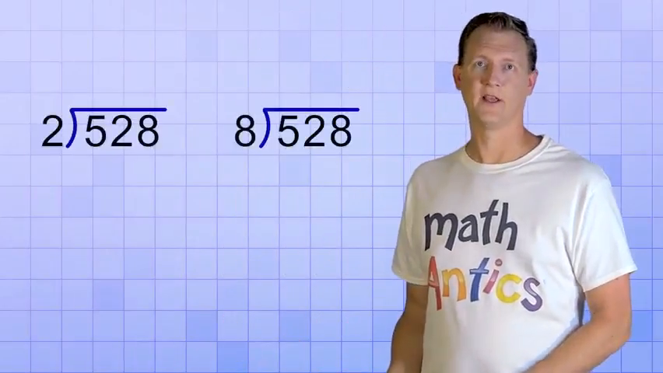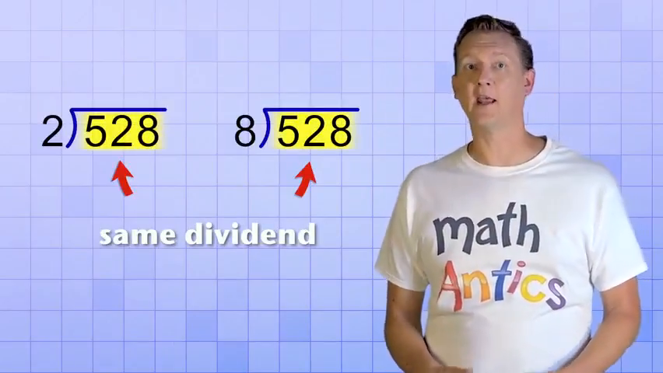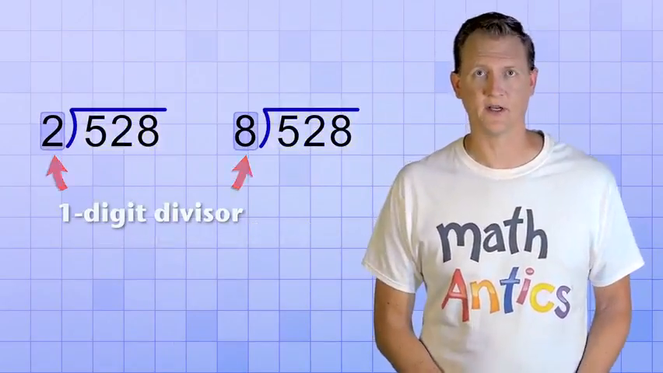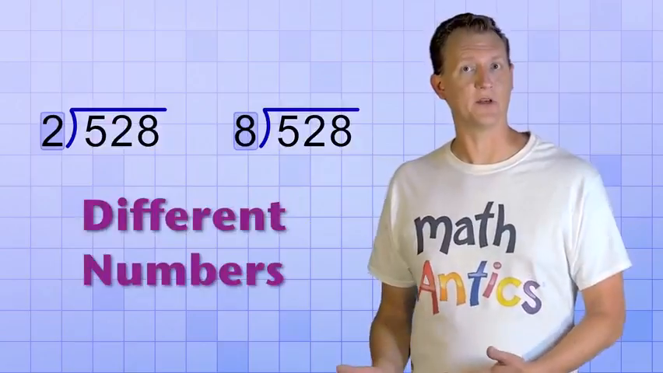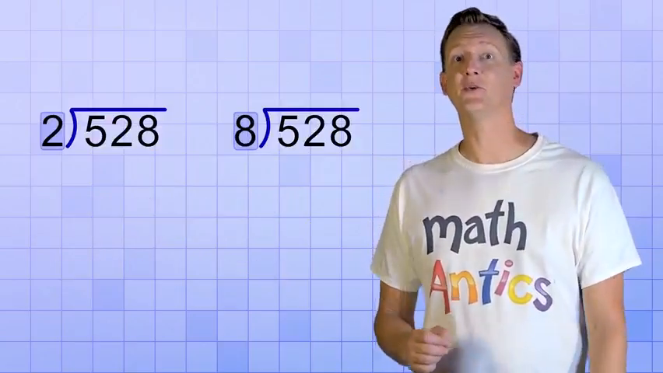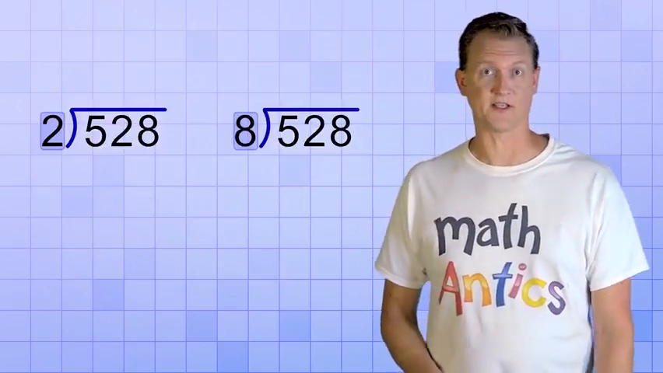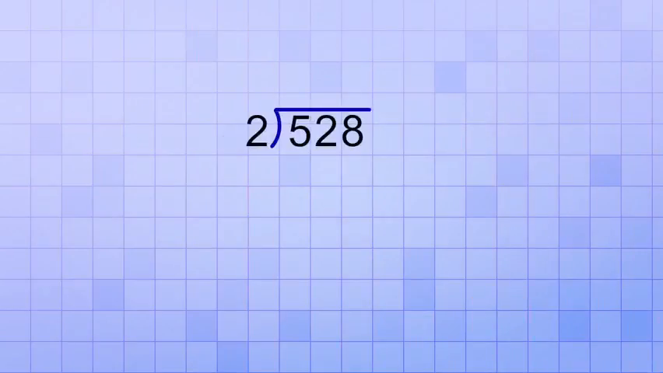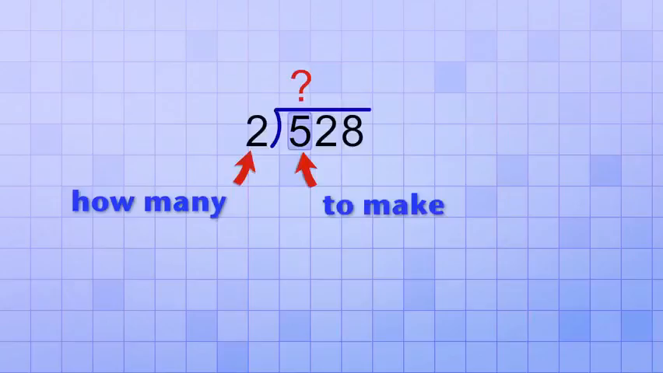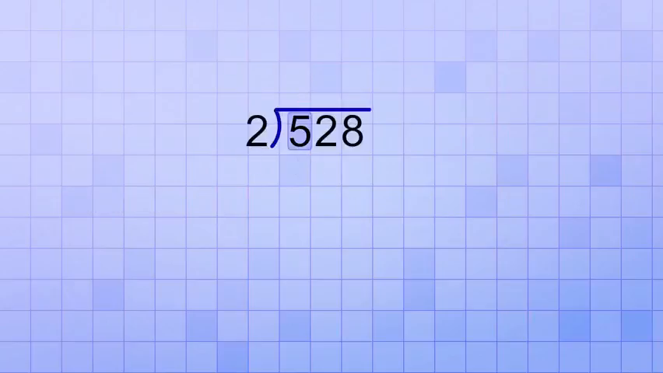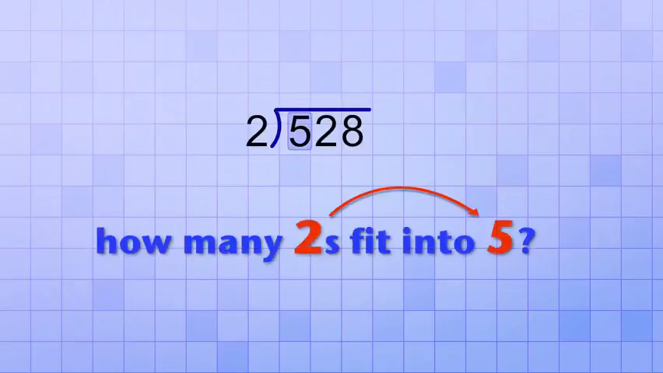To see what I mean, have a look at these two division problems. They both have the same dividend and both have a one-digit divisor. But these divisors are different numbers, and as you'll see, that's going to affect our digit-by-digit division process. To solve this first problem, we start by asking, how many 2's does it take to make 5 or almost 5? Or you can think of it as how many 2's will fit into 5.